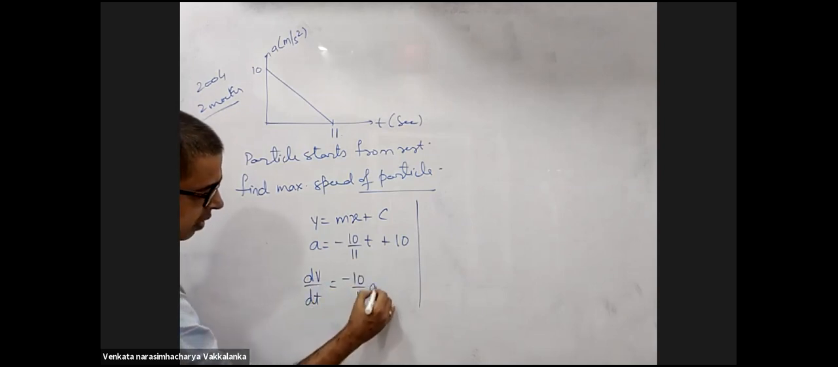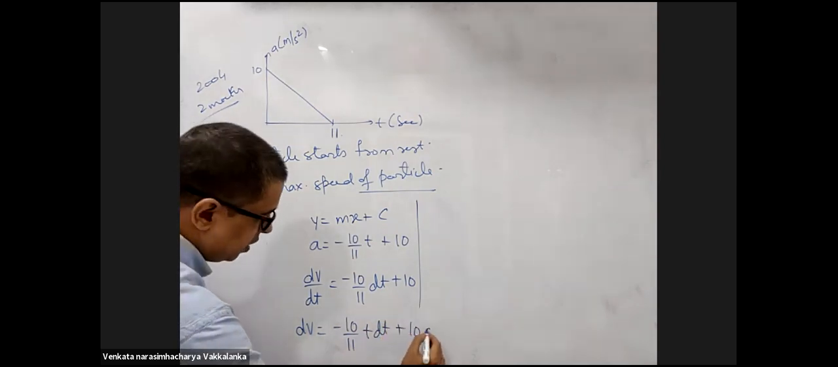No, listen. You wanted a as dv by dt. This will be minus 10 by 11 t plus 10. Orthodoxly, this is what we should do. Minus 10 by 11 t dt plus 10 dt. You will integrate this. You will get the change in velocity. It starts from rest, so v at time t equal to 11 seconds.